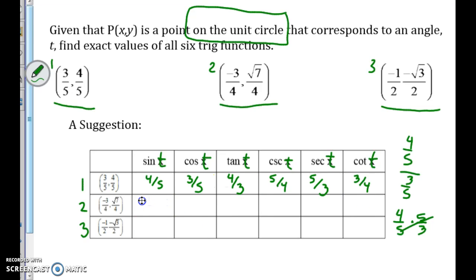So this one, sine is the y value, radical 7/4. Cosine is the x value, -3/4. Tangent would be sine over cosine, so negative radical 7/3. Notice I didn't put radical 7 over -3.